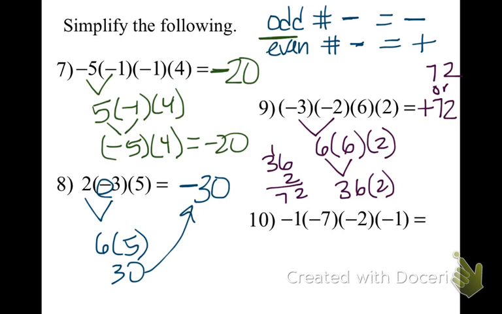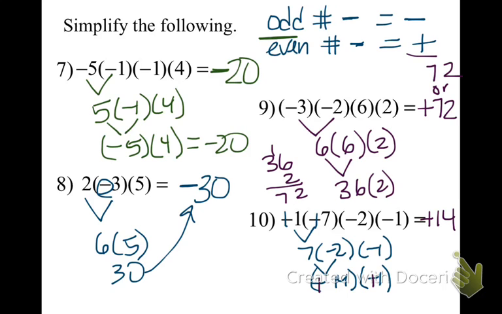See if I'm right. 1 times 7, remember they're both negatives, ends up being a positive, times a negative 2 times a negative 1. Then I have 7 times a negative 2, which is a negative 14. Multiply that by negative 1. Those are both negatives, so they cancel out. End up with a positive 14. Remember, I predicted I was going to have a positive answer, so that's the correct answer as well.